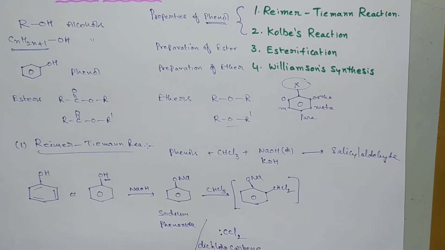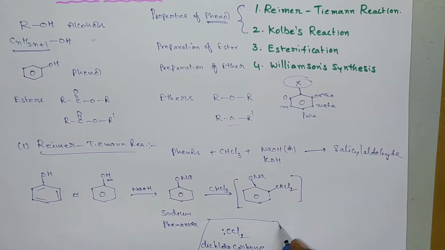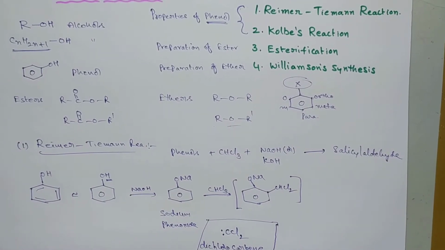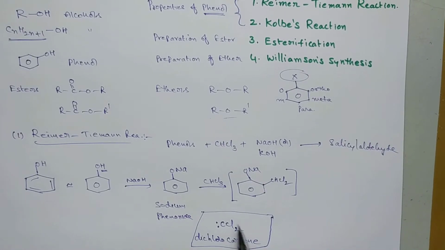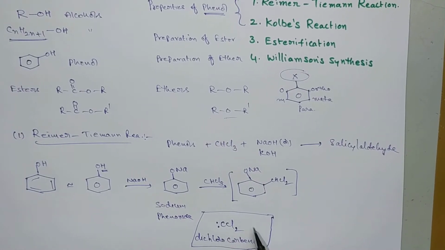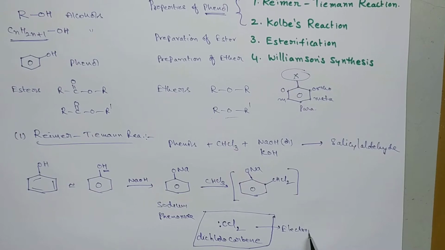So this is the intermediate in this reaction. You have to remember this point. So what is the reaction intermediate in Reimer-Tiemann reaction? Dichlorocarbene is the reaction intermediate in Reimer-Tiemann reaction. So this is dichlorocarbene. This dichlorocarbene behaves as an electrophile. Remember, this dichlorocarbene behaves as an electrophile.